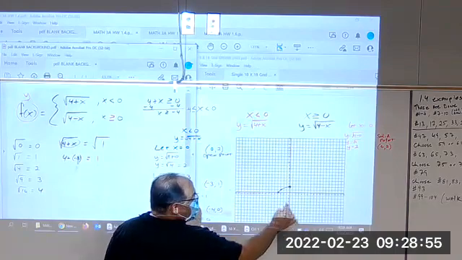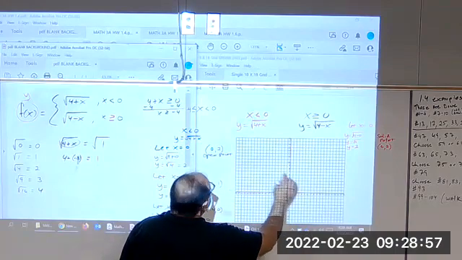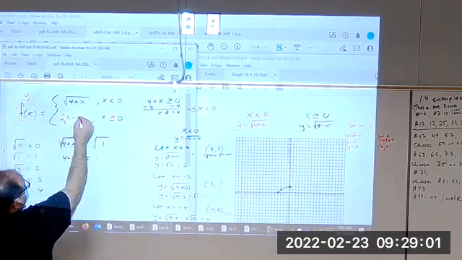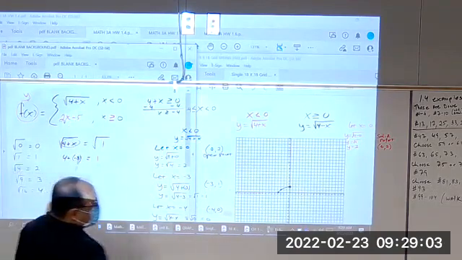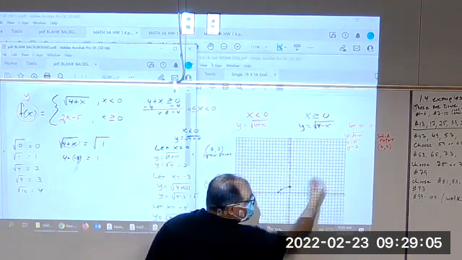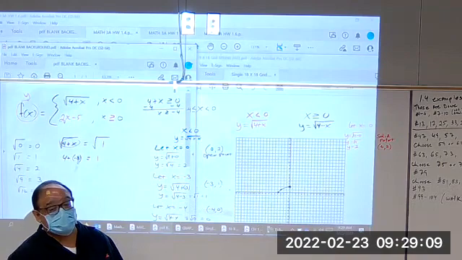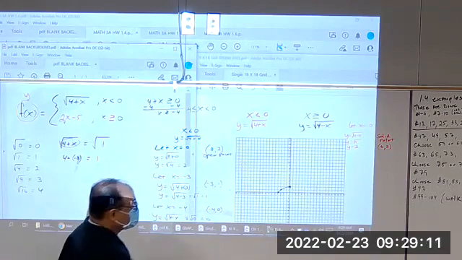It isn't always going to happen. Maybe the next piece over here could be 2x minus 5. So then it would be a line that starts down here and goes up like that. It's whatever the pieces are. That's why we just do one piece at a time.